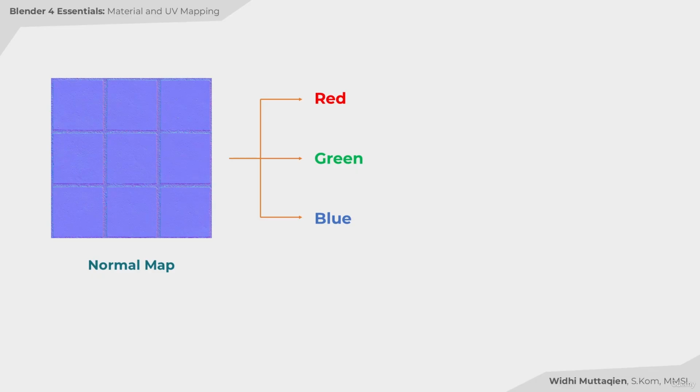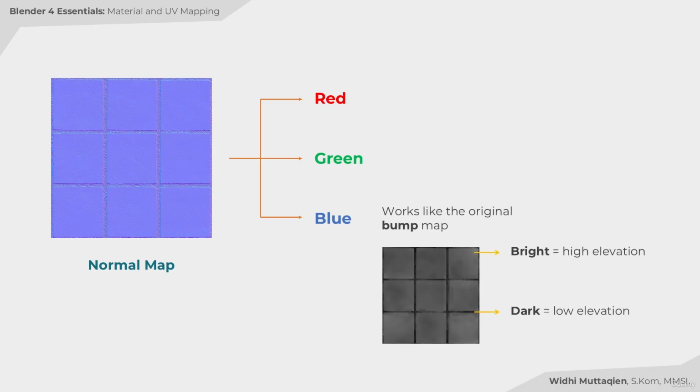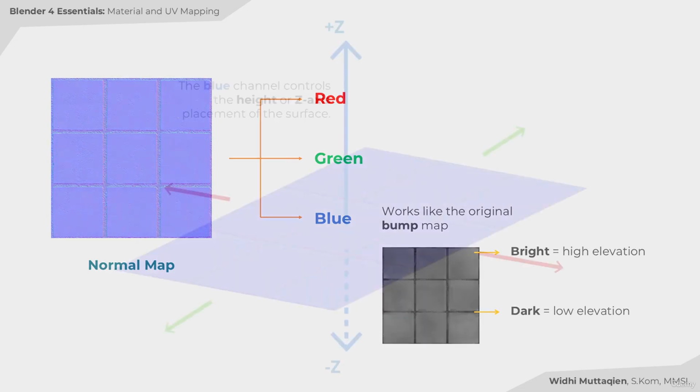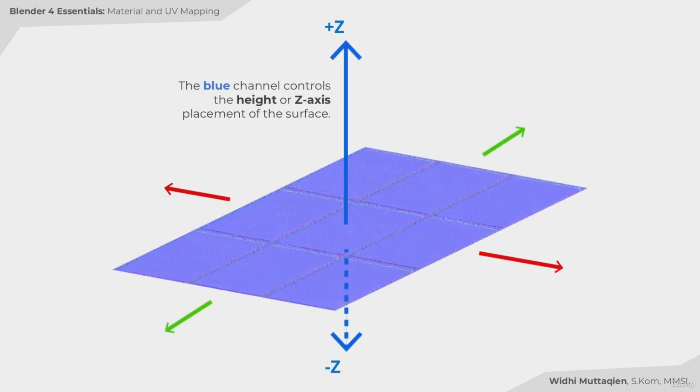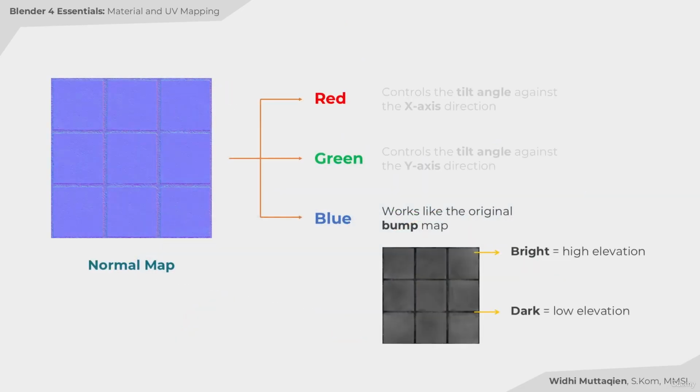So how does this actually work? Well, the first element of the normal map, which I think is the most important one, is the 3rd channel, or the blue channel. Basically, this channel works like the classic bump or height map. This means that bright colors produce high elevation surfaces, and dark colors produce low elevation surfaces. In other words, how the surface is placed in the z-axis direction. Until this point, the normal map is exactly like the bump map. Okay? What makes normal map unique is the red and green channels.